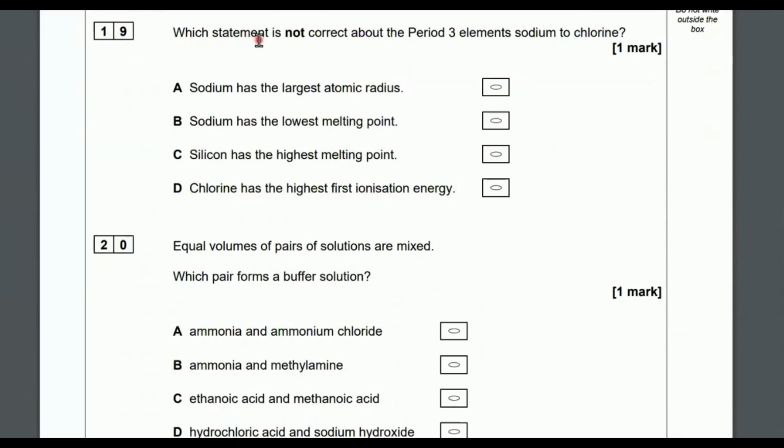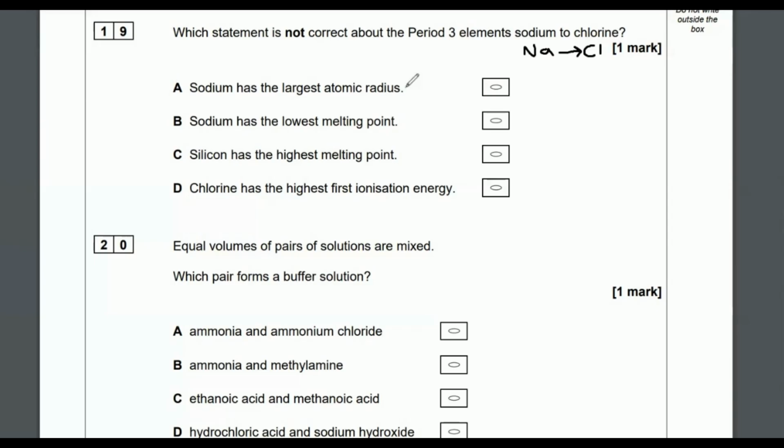Question 19, which statement is not correct about the period 3 elements sodium to chlorine? So remember what sodium is. Sodium's a metal, chlorine's a gas. They're in period 3, the third row of the periodic table. You've got a periodic table in your exam, so do feel free to use it.